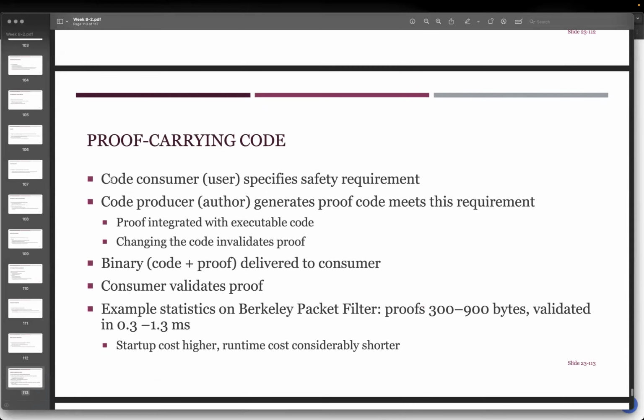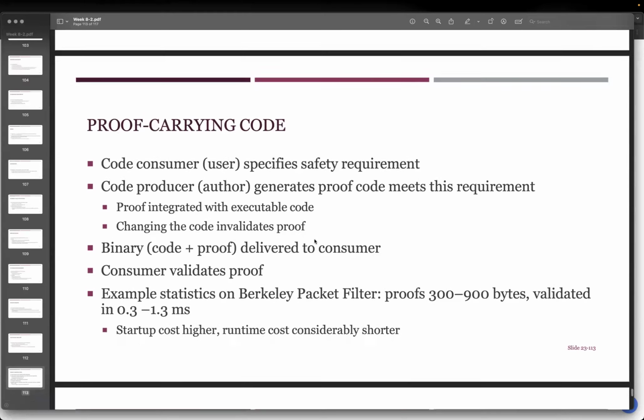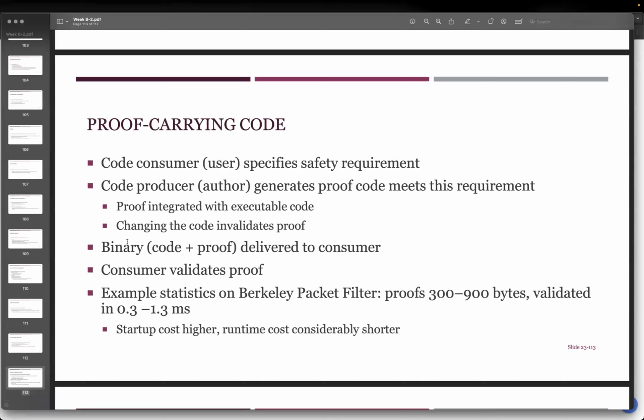And then the proof-carrying code. We can have a code consumer, meaning the user, who specifies some safety requirements, and a code producer, meaning the author, who generates proof-carrying code. So we try to meet those requirements. The proof is integrated with the executable code, and they can change the code along with the proof. The binary, containing both the code and the proof, is delivered to the consumer. Then the consumer will validate the proof to check that it meets the safety requirement.